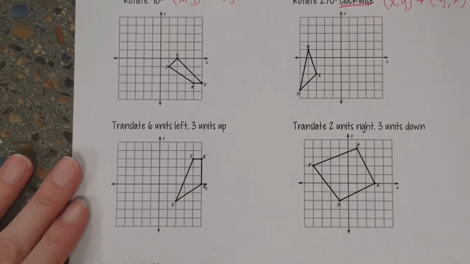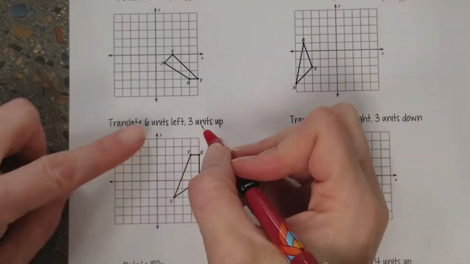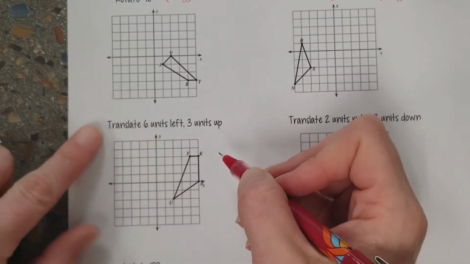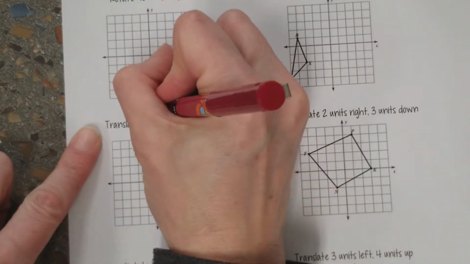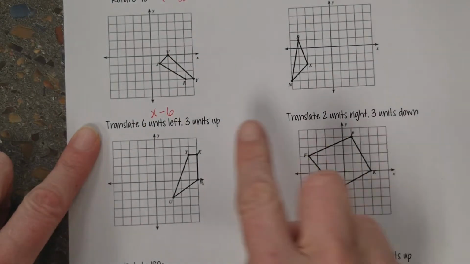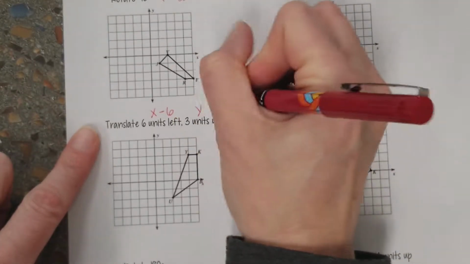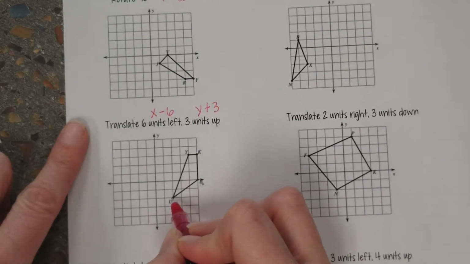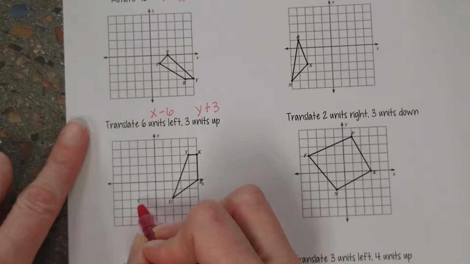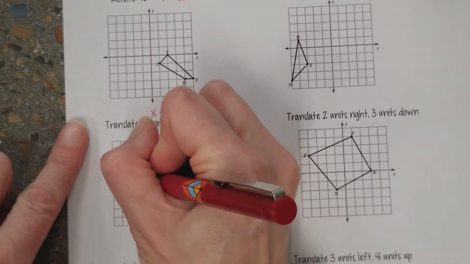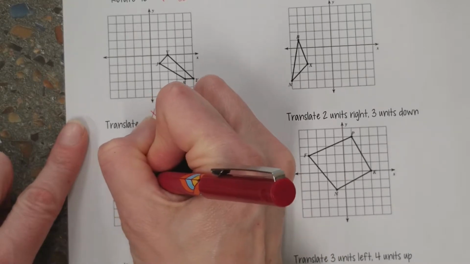All right, translations right here. So this says 6 units left, 3 units up. Remember I said left is a negative, so this one you're going to take your X and you're going to subtract 6. And because it's 3 units up, you're going to take your Y and add 3. Or what you're going to do is just count backwards 6. 1, 2, 3, 4, 5, 6, and then up 3. 1, 2, 3. Right here is the new U point.